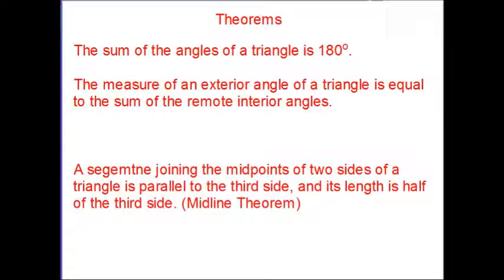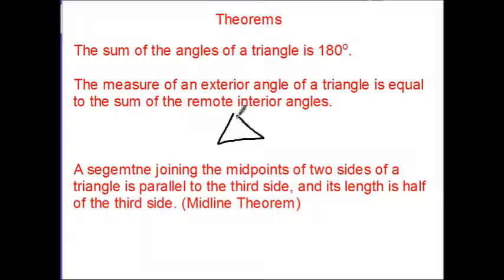Next, we're going to talk about our theorems. Our first theorem is the sum of the angles of a triangle equals 180 degrees. So that's really nothing new to us. Our second, the measure of the exterior angle of a triangle is equal to the sum of the remote interior angles. So let's draw that out real quick.